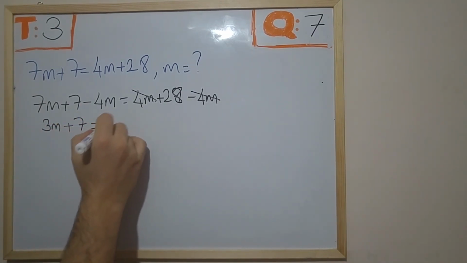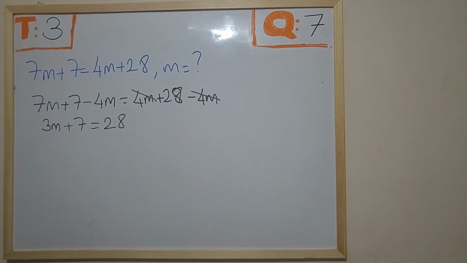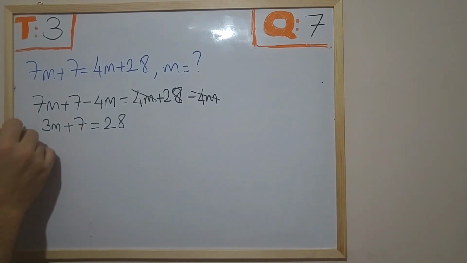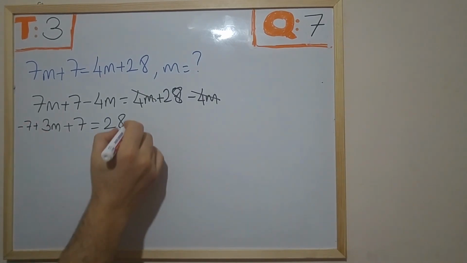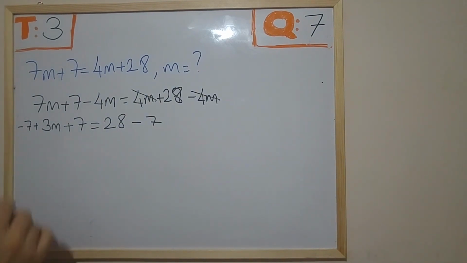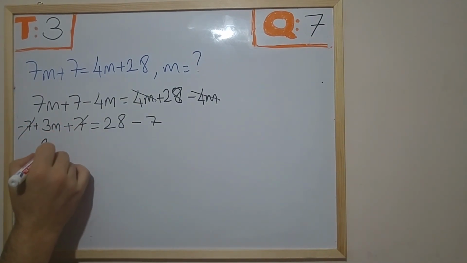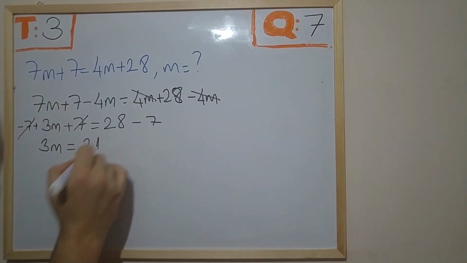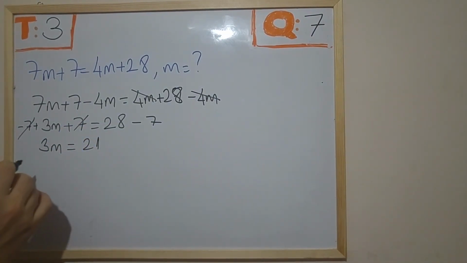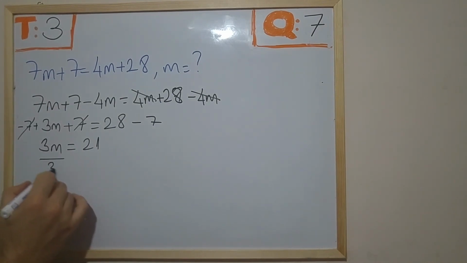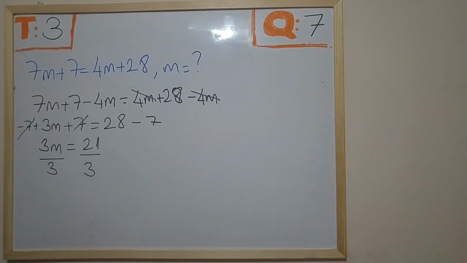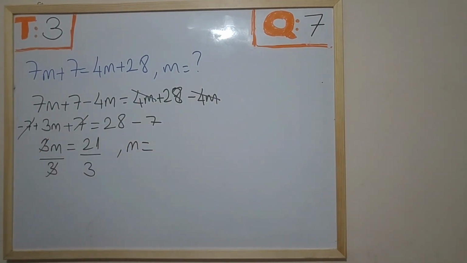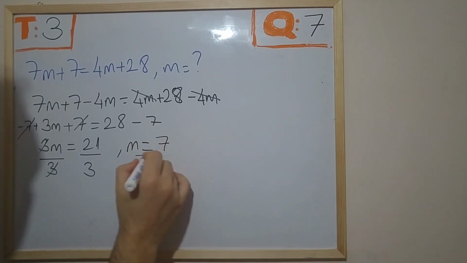be equal to 28. Now what we need to do is to take the 7 out of here, and to do that we have to subtract 7 from each side. Then we will have 3m here will be equal to 28 minus 7, which is 21. Now we have to get rid of this 3 by dividing each side by 3, which will give us m is equal to 21 divided by 3, which is equal to 7.